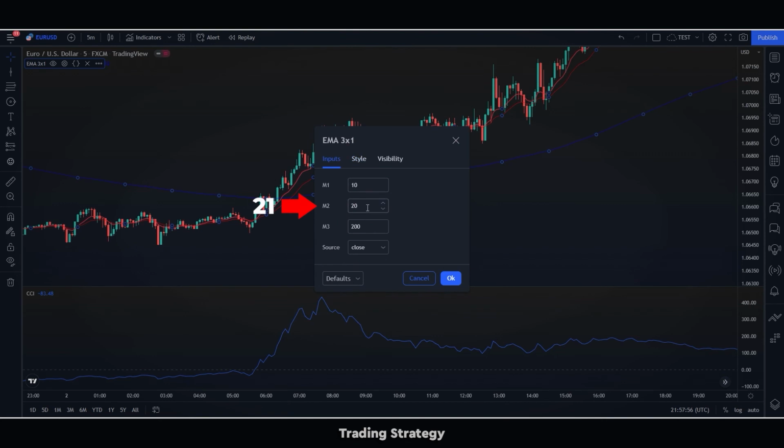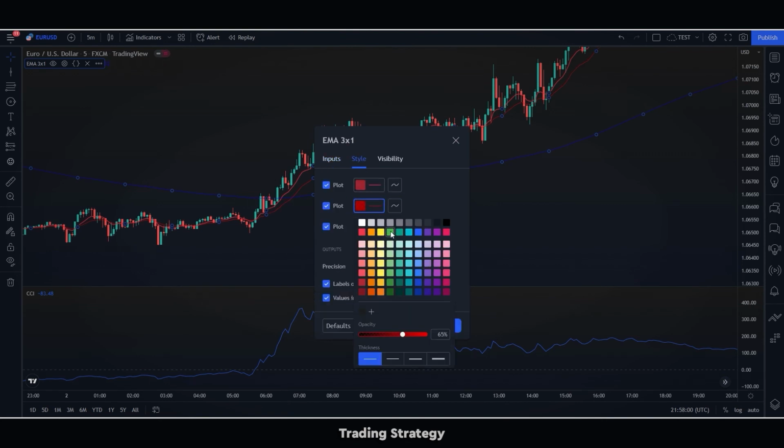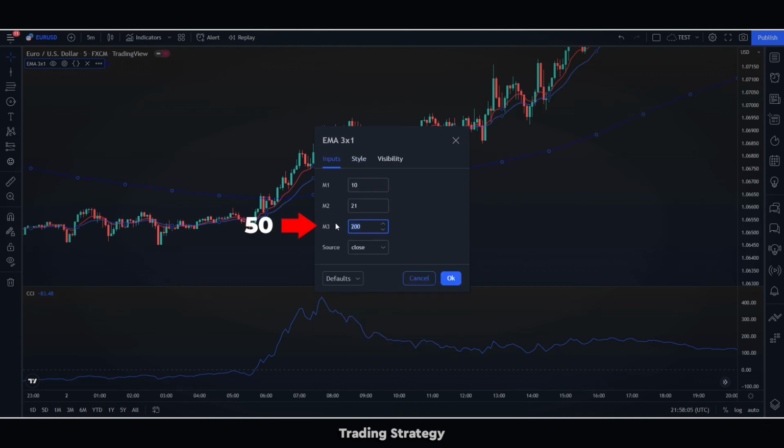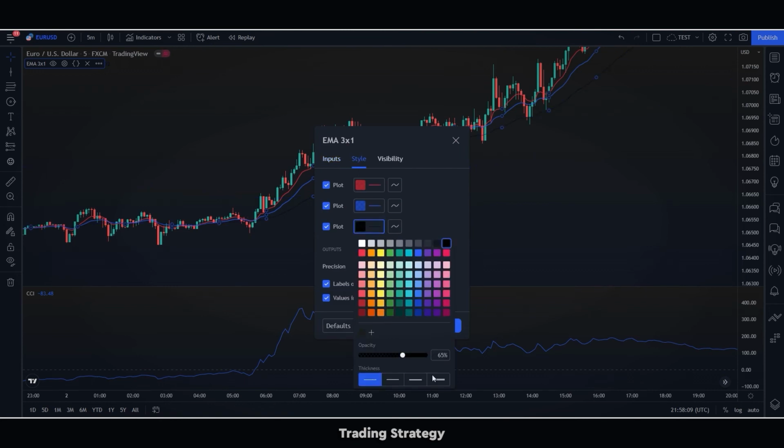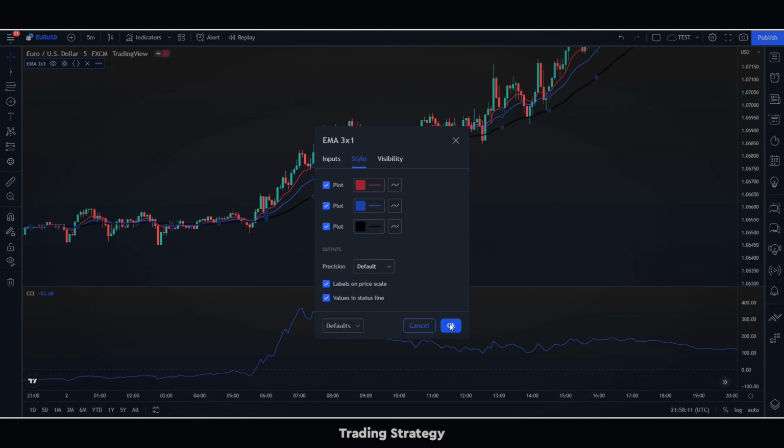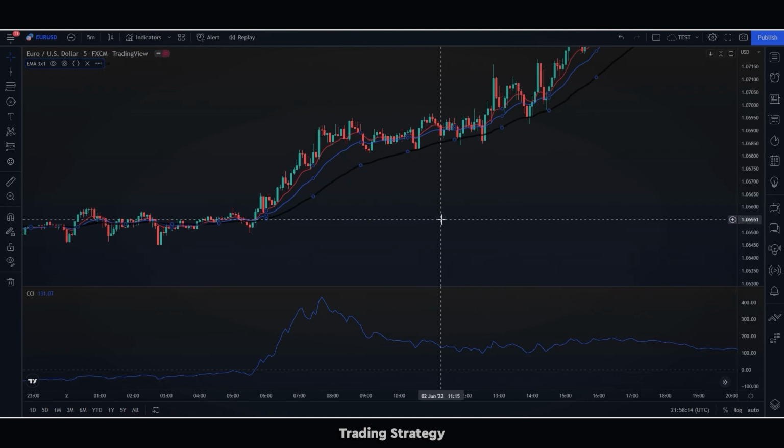The second moving average, we will put it of 21 periods. We will put blue color, and we will raise the thickness to 2. Finally, the third moving average, we will put it of 50 periods. We will put black color, and we will raise the thickness to 3. Once we have everything configured, we will explain when we will make buy operations.